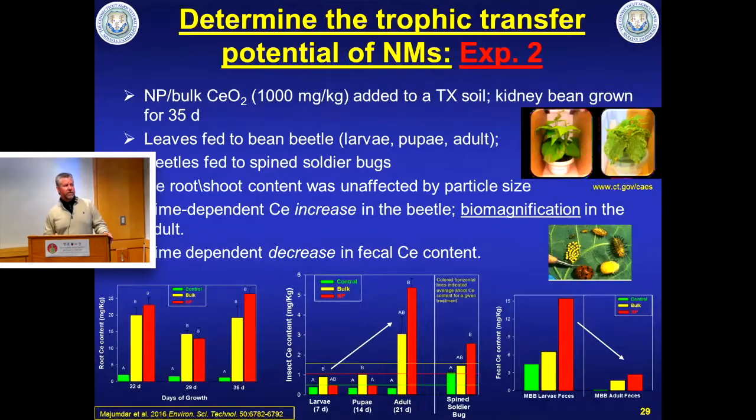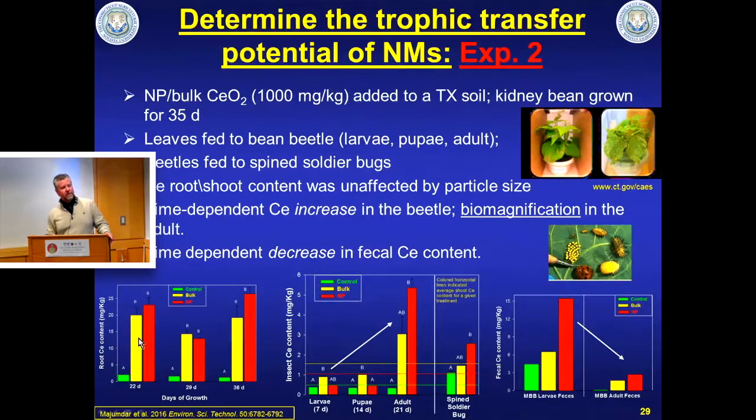The first thing that we noticed is that we changed all of those parameters. Particle size didn't make a difference anymore. So the accumulation in this case in kidney bean was the same, whether the particle was in nanoparticle form or bulk form. And we looked actually at three different times during the growth period, but the bulk is the yellow and the red is the nanoparticle. So no difference in this case.